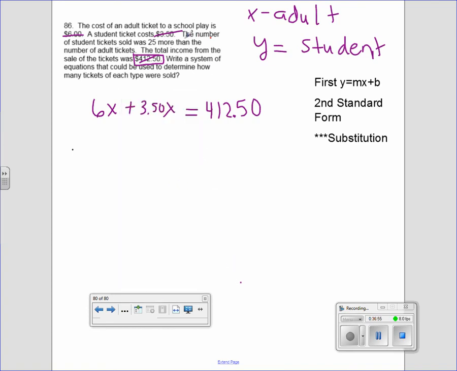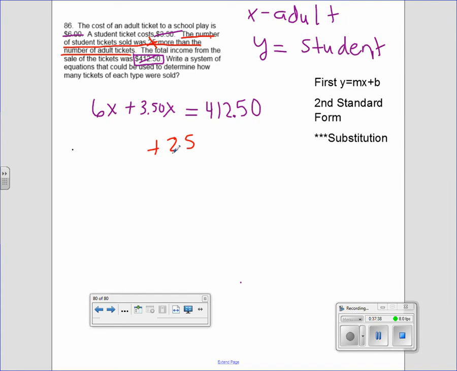Now let's look at this second sentence. The number of student tickets sold was 25 more than the number of adult tickets. What I call this in my classroom is tricky wording. In this case, it's saying 25 more than. 25 more than means you're adding 25 to something. 25 is gone, we used it. Now what's tricky about it is, what are we adding 25 to?